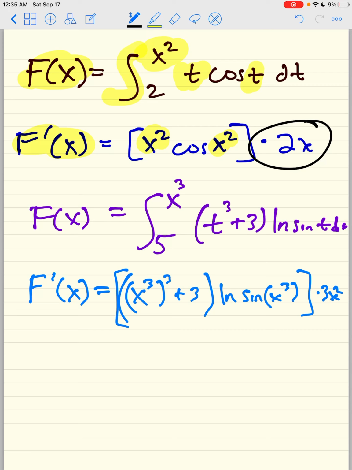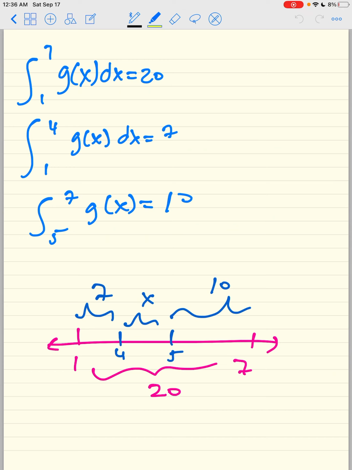Once again, part B to that says, what's f prime of x? You're going to plug in x to the 3rd into every place that you see a t. So I plug that in, and I plug that in, and then I have to take the derivative of x to the 3rd, so that's 3x squared. You should clean this up to be x to the 9th.